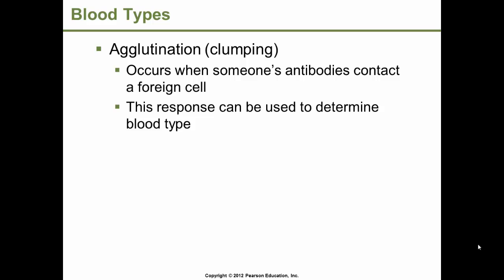Agglutination, or clumping, occurs when someone's antibodies contact a foreign cell. This response can also be used to determine blood type. If a wrong blood type is given, it can be damaging or fatal. Clumped cells block blood vessels, they break open, releasing hemoglobin, which then clogs filtration in the kidneys, resulting in death. In blood tests, they can mix a drop of a person's blood with a solution containing anti-A or anti-B antibodies to see if this agglutination occurs.